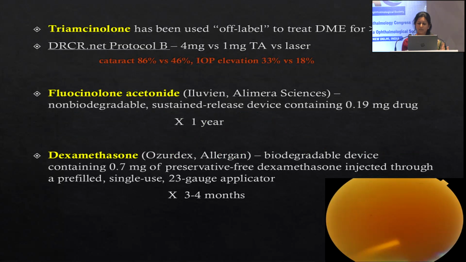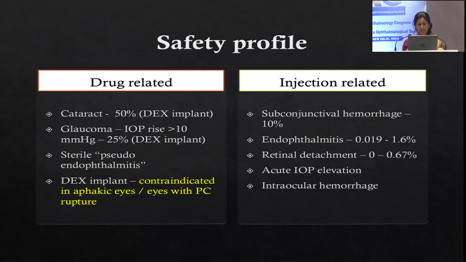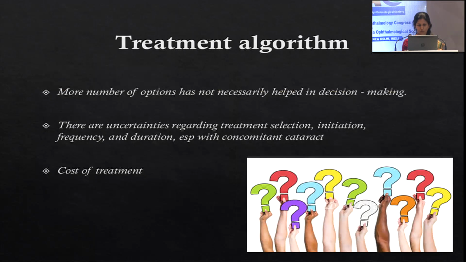So at present we most commonly use Ozurdex. TA use has declined due to increased glaucoma over the years. Now here about Ozurdex, the point I want to highlight is that it must not be used, of course, if the patient is aphakic, but also if there is a PC rent, because there are many reports of anterior migration of the implant, and in fact the insert which comes with the drug also says that it is contraindicated in patients who do not have an intact posterior capsule.